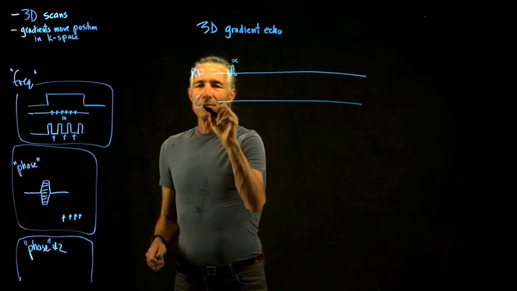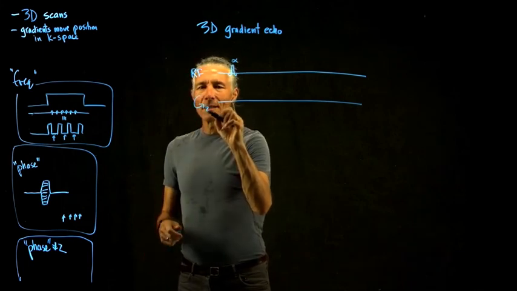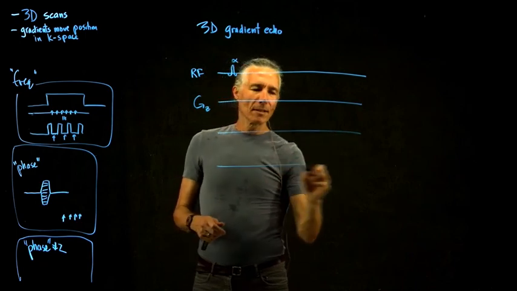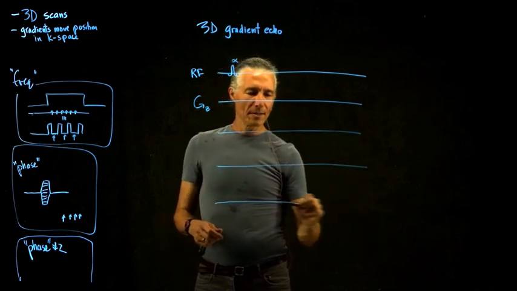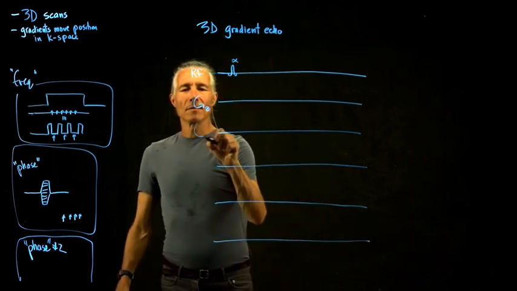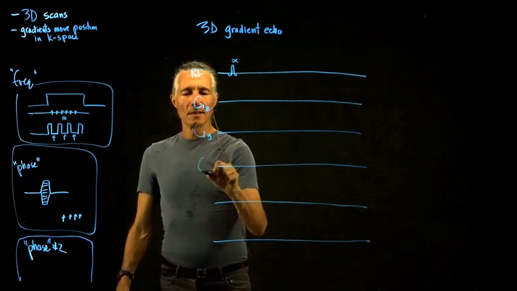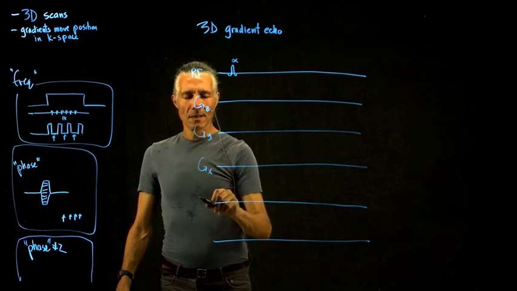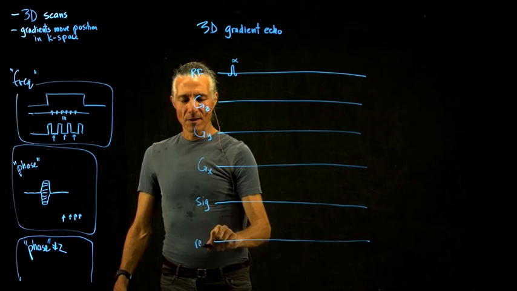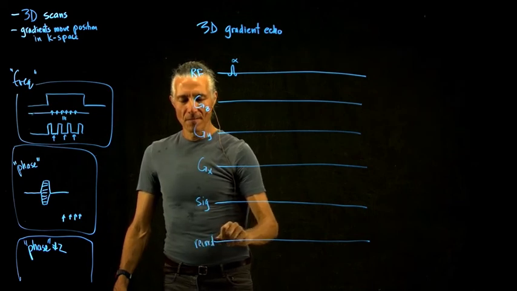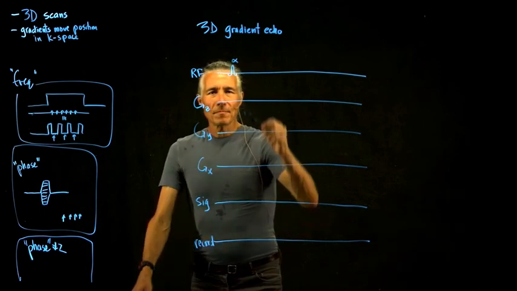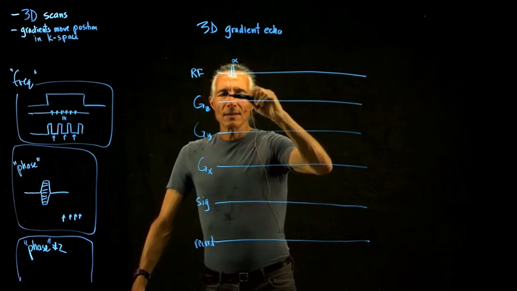And then here are our gradients. Here's the Z gradient, the Y gradient, the X gradient, and then here's the signal that comes out, and here's what we record. So this is Y, X, signal, and record, because we don't record the whole signal. So what's the first thing that's slightly weird about this?